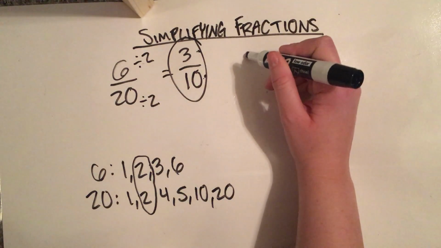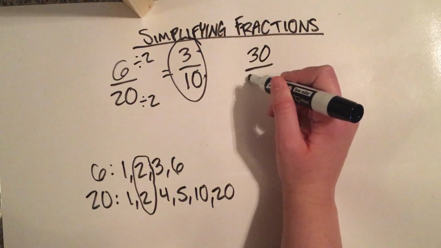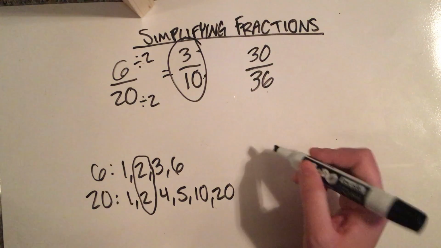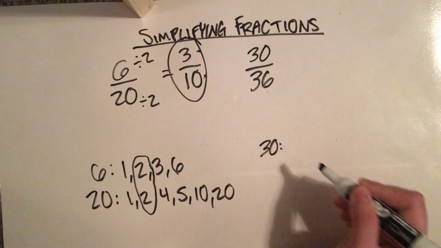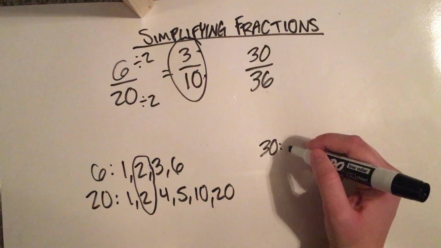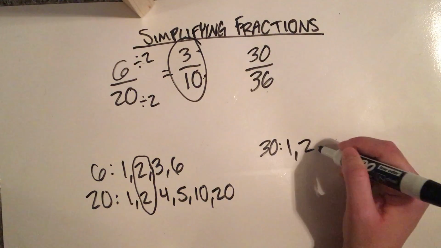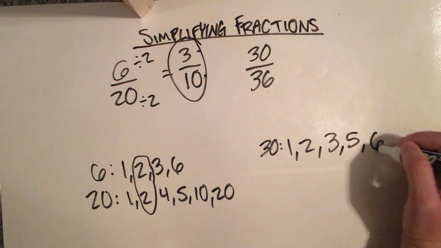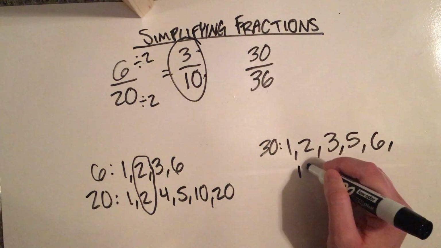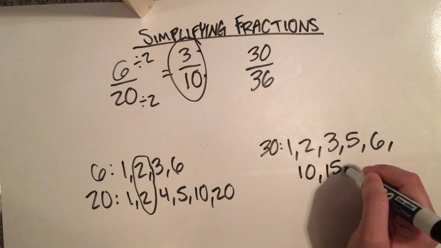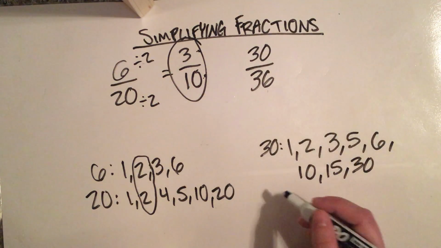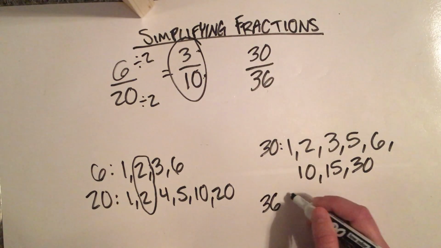Let's do one more example with some bigger numbers. Let's say we have 30 over 36. Again, same first step of listing out our factors first. So for 30 we have 1, 2, 3, 5, 6, 10, 15, and 30. So then we're going to do the same thing for 36.